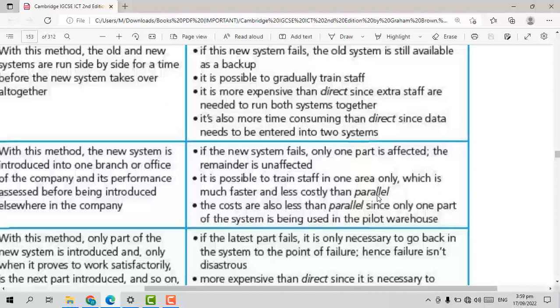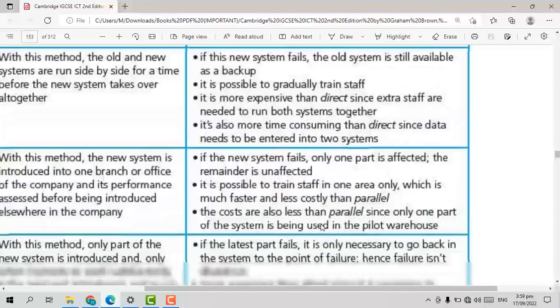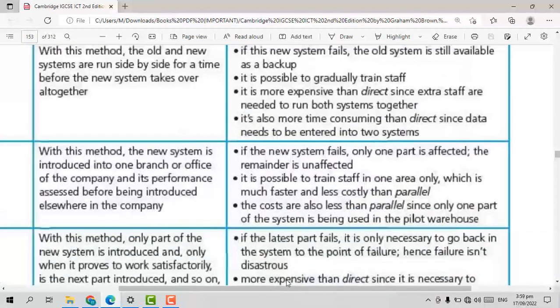The costs are also less than parallel since only one part of the system is being introduced. One part of the system is being used in the pilot warehouse. It costs a little less or a lot less than parallel since only one part of the system is being used in the pilot warehouse.